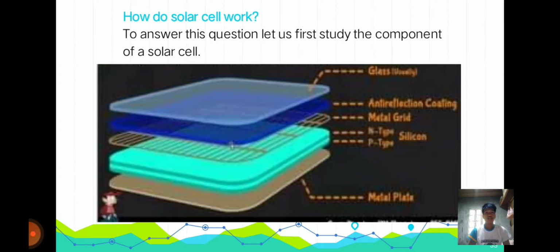So how do solar cells work? Just to answer this question, let's first study the components of a solar cell. So yun nga yung mga glass, interconnections, encapsulant, busbar, N-type, P-type silicon, and metal plate.